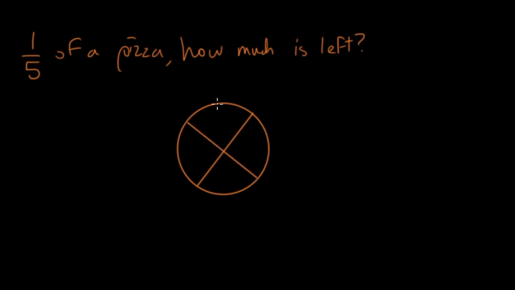1, 2, 3, 4. That's not right. Okay, let me try it again. 1, 2, 3, 4, 5. All right, not very equivalent, but you get the point. We have 1 slice, 2 slices, 3 slices, 4 slices, 5 slices. If I have 1 out of the 5 slices, that means I'm getting 1 of these slices out. So let's say I'm taking the second one here. That's 1 out of 5, right?